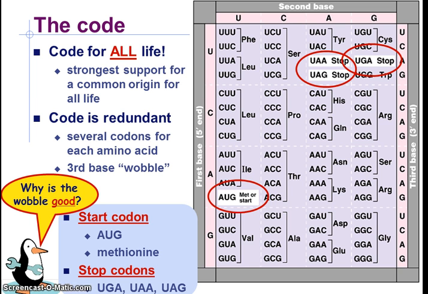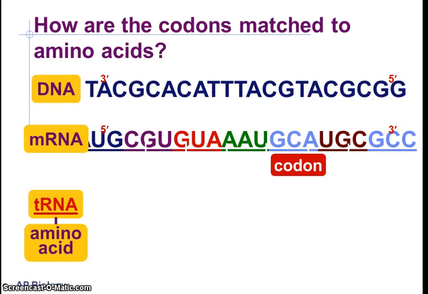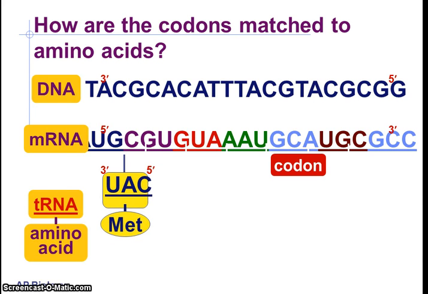So, why do we need a little bit of a wobble? Basically, if you look at the third base, you have less of a chance of getting a wrong amino acid. When we talk about mutations, that will become important. So how are they attached? AUG will meet with UAC. Those are the anticodons. That tRNA is going to bring the amino acid to it.